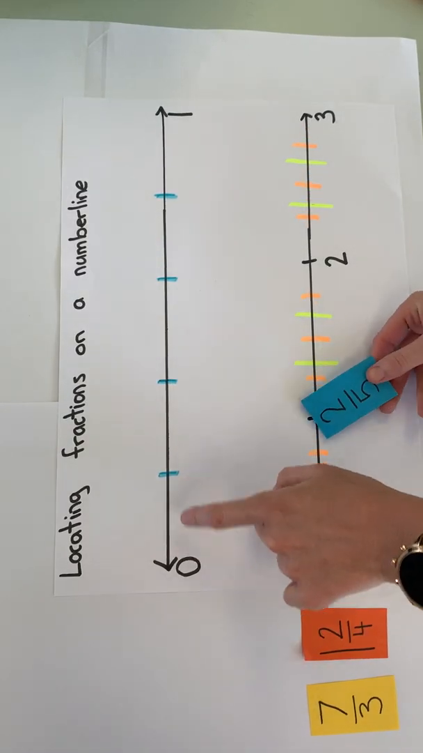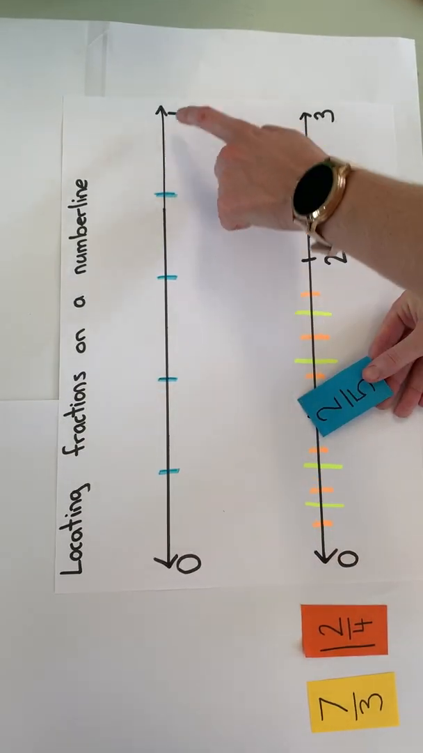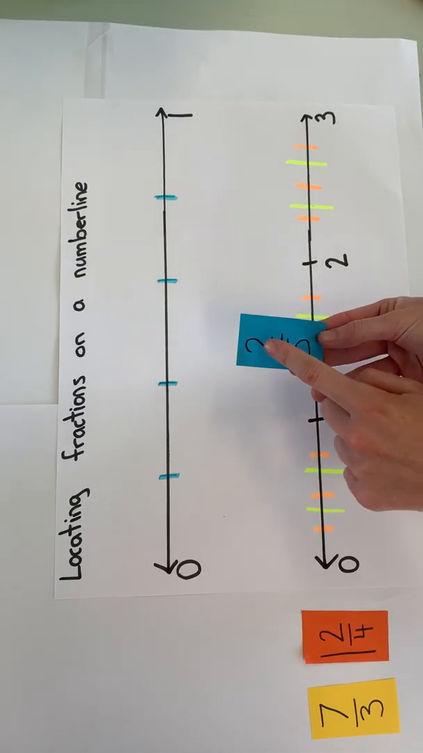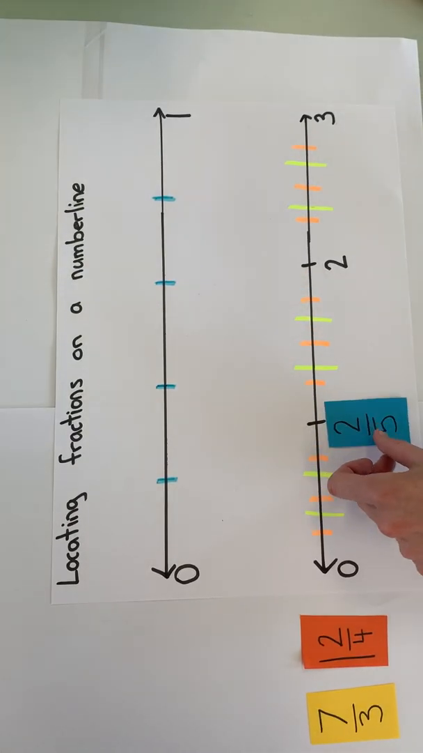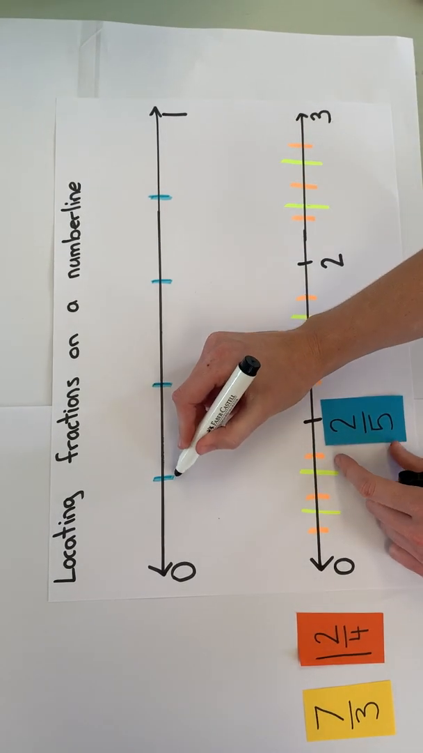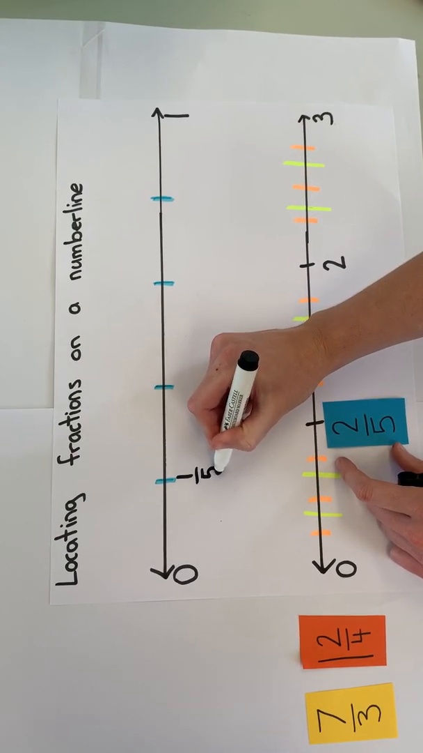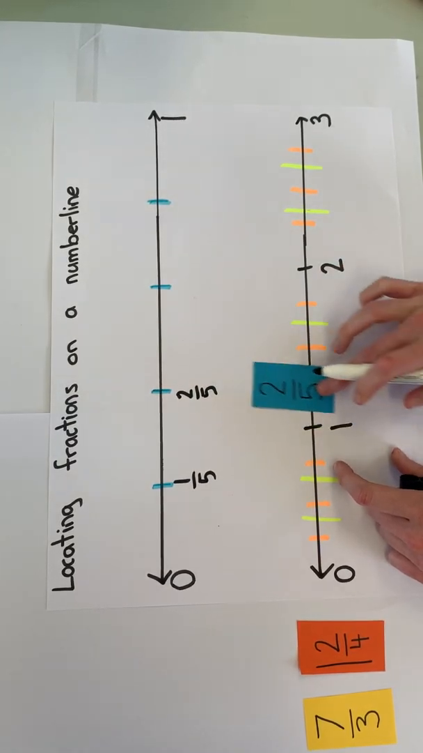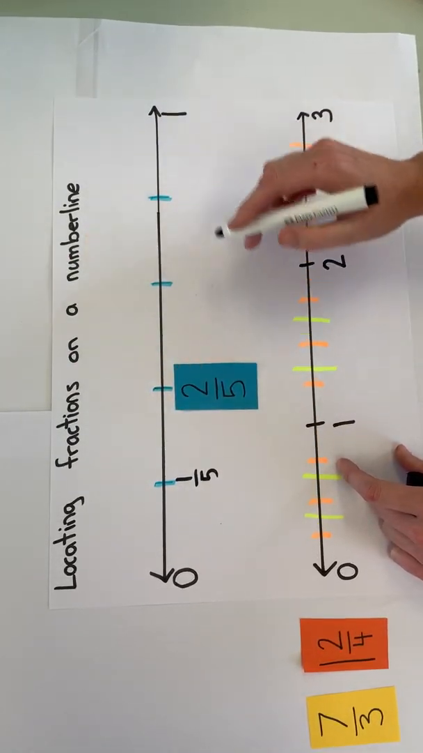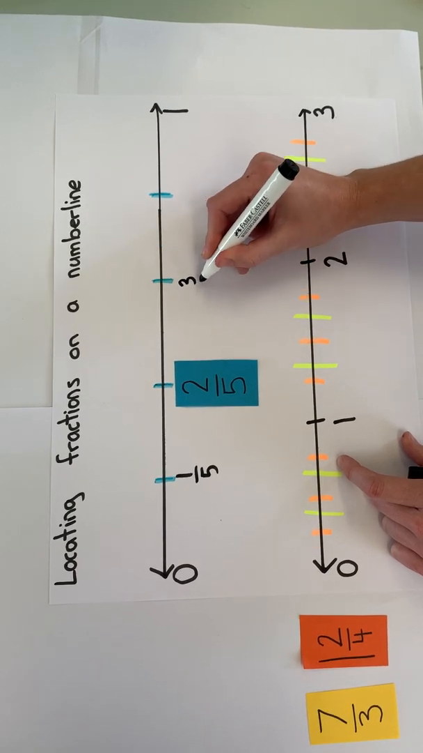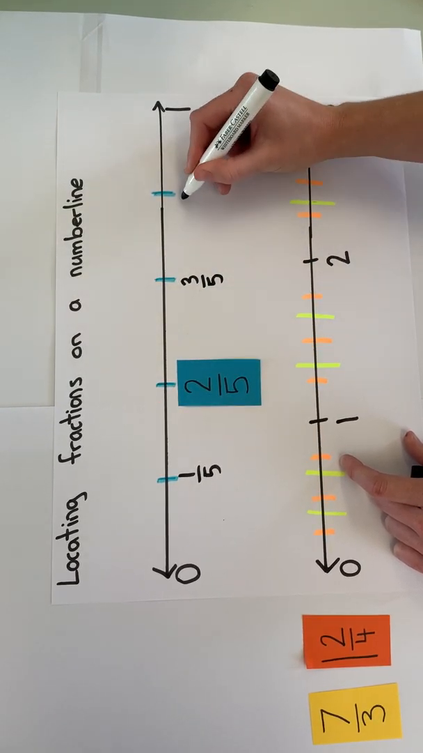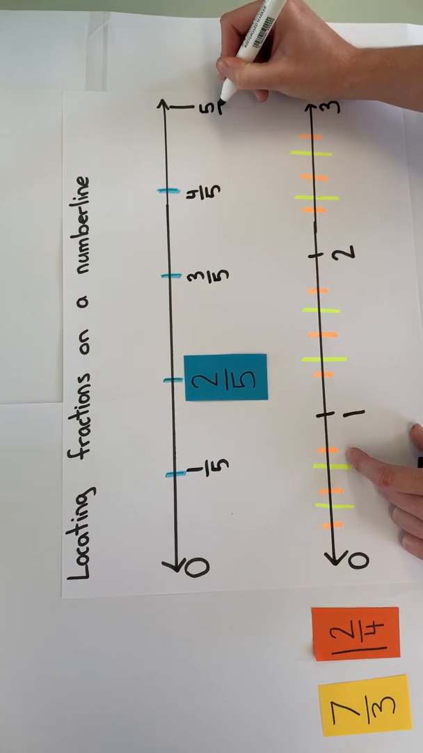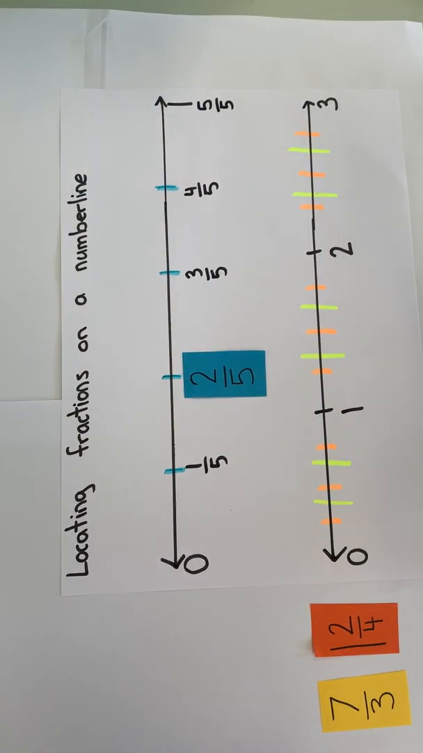Easiest way to do it is first break up your number line into 5 parts, and then you need to find the second of those parts, so the 2/5. So we can count up and say that we have 1/5, and the next one would be 2/5, and that's where this one would go here. If we keep going, the next one along would be 3/5, 4/5, and 5/5, or 1 whole.